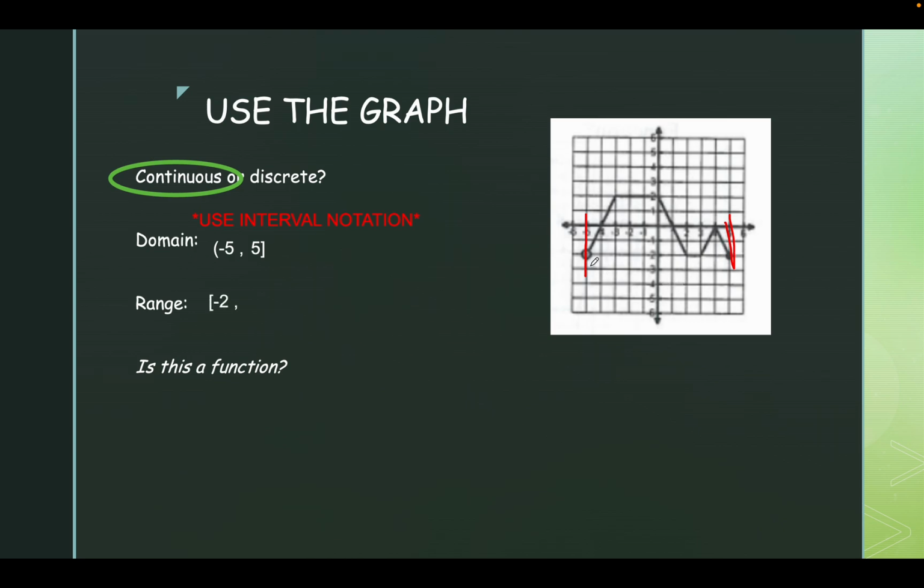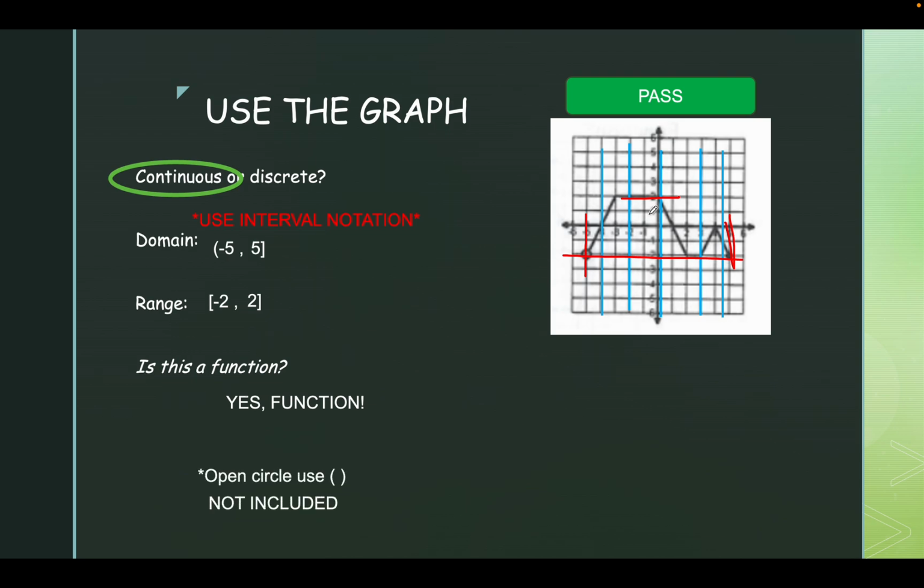The range. We look at the bottom here. The range is at negative 2. Negative 2 is included because those points are included. So we have negative 2 at the bottom, and if we go to the top, we're at positive 2. Both of those values are included, so we're going to use brackets. And now we can test our function vertical line test, and notice that it passes. Therefore, it is a function. Remember, open circle, we use parentheses, which means the point is not included. Closed circle, we use brackets, which means it is included.